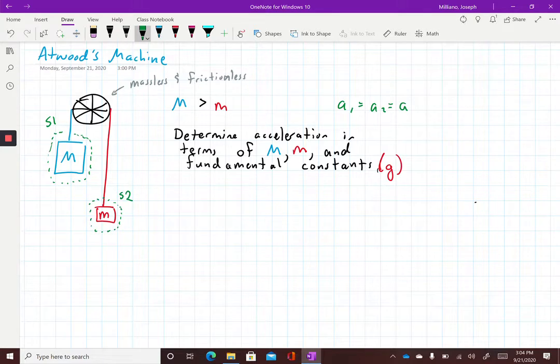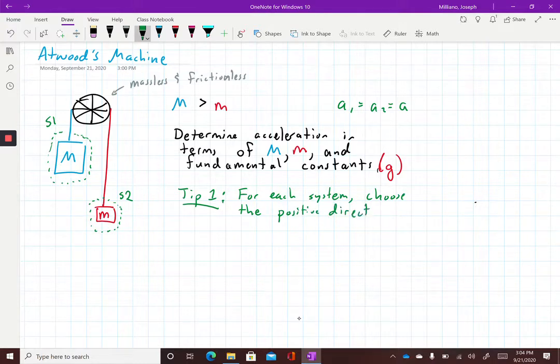I'm going to give you two tips for solving problems like this where there are two objects that are connected in some way. And here's tip number 1. For each system, I want you to choose the positive direction to be the direction of the acceleration. That's not necessarily the same as the direction of the velocity, though it will be in this case, because we're going to say they start from rest.